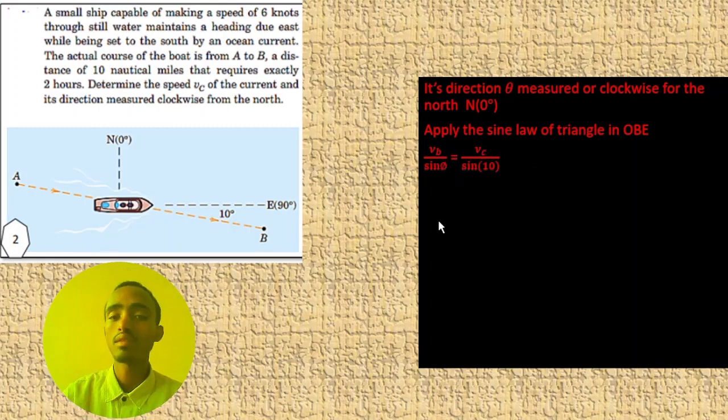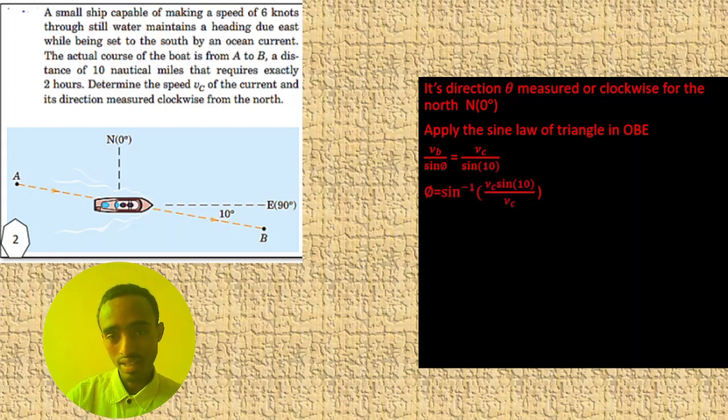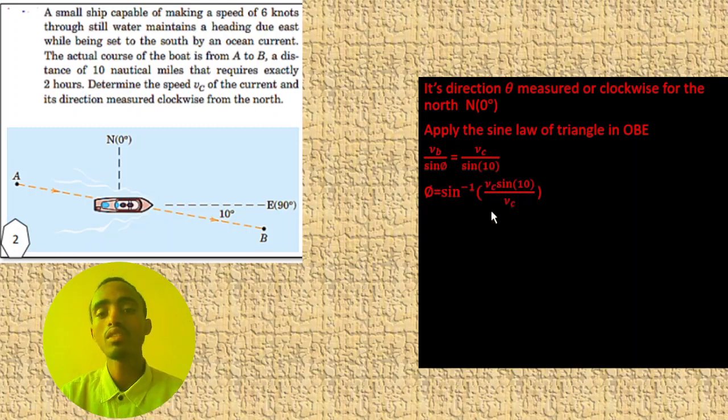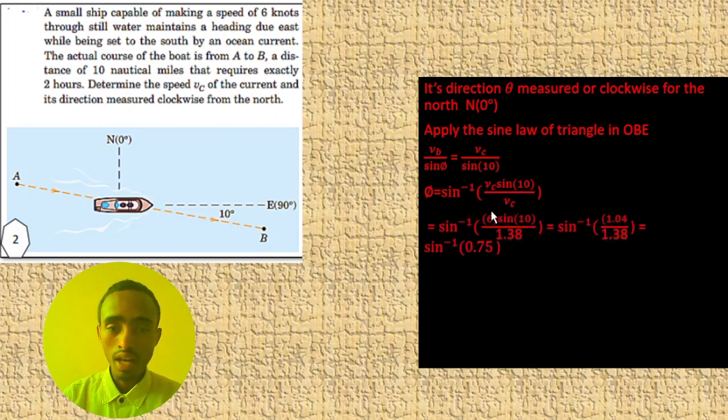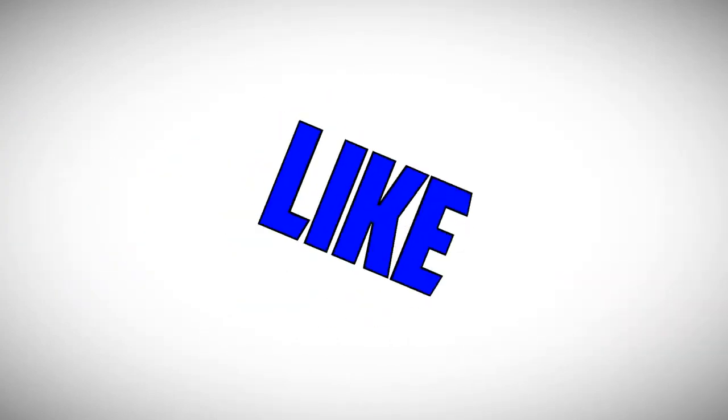From this we can use the inverse, and we can simply calculate the angle or the direction from the north. Then theta is the sine inverse of VB over VC. You can correct it by yourself. Then it is sine inverse of 6 times sin 10 over 1.33, which equals sine inverse of 1.